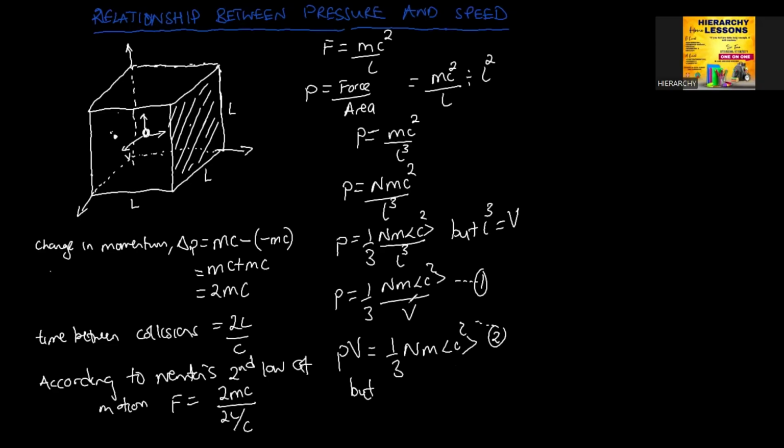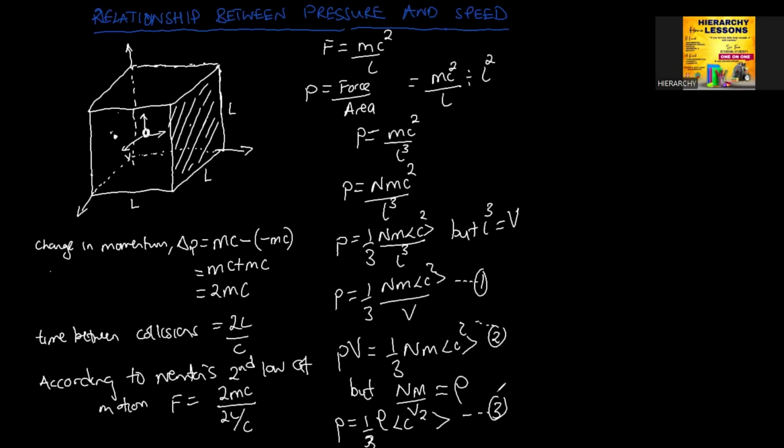But from equation 1, we have Nm over V. So what is mass over volume? Mass over volume is density, so it's rho. Which means we can also express this equation as P is equal to a third rho C squared. So that's another way of expressing this equation.